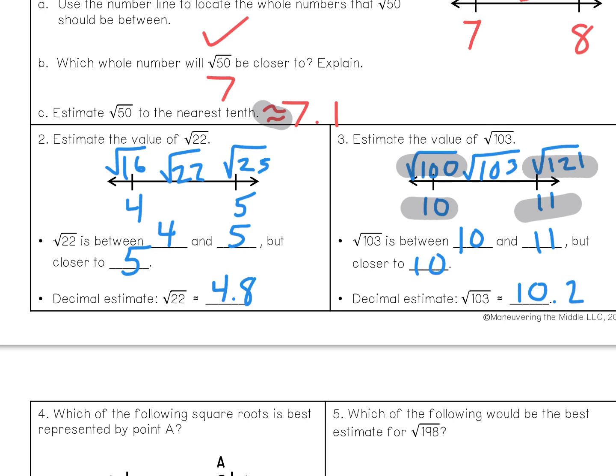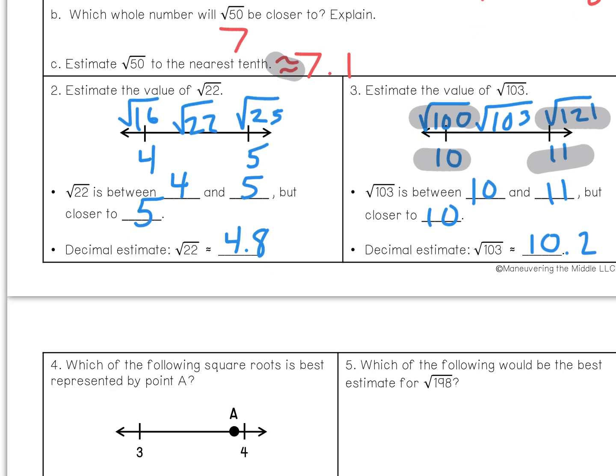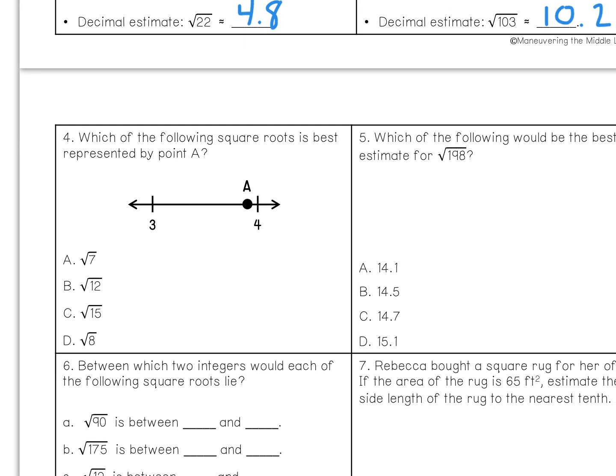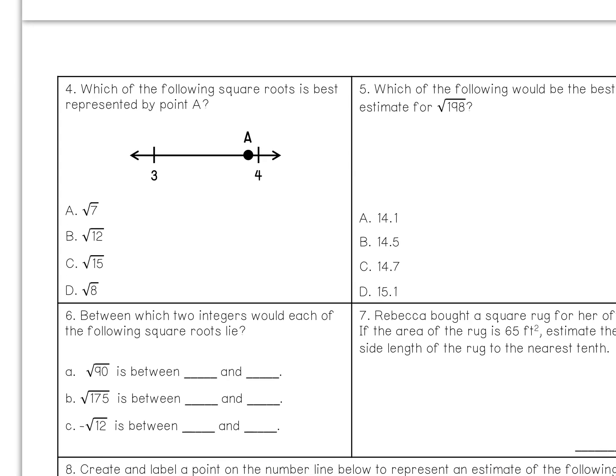So is there any question about this idea of estimating so far? No. Okay. Brylan, tell me what you think for number 4. Which of the following square roots is best represented by point A? So it's closer to which thing, Brylan? It's closer to 3 or 4? Oh, 4. What is the square root value for 4?